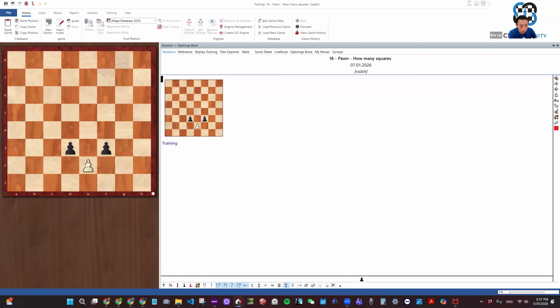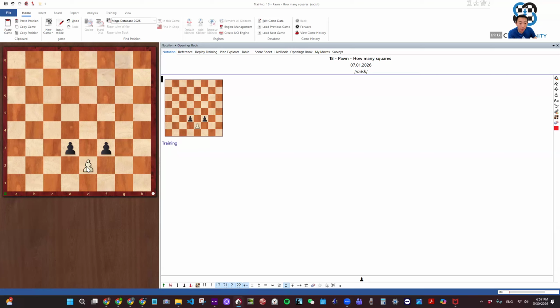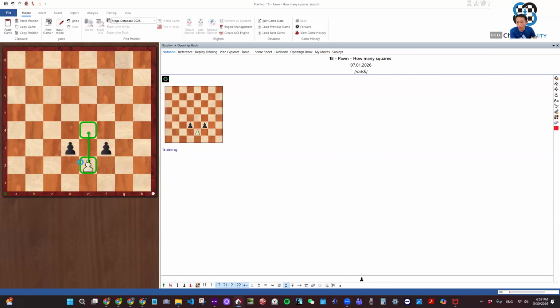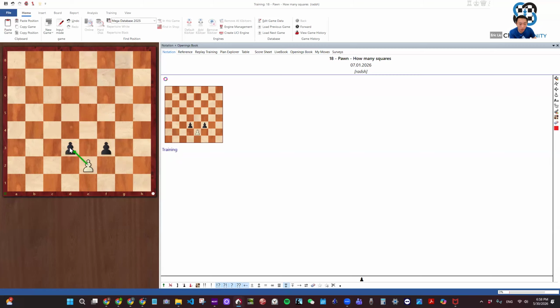First of all, the pawn can move one square up, but it can also move two squares up because it's on its starting square. Or it can capture this pawn by moving one square diagonally forward, or it can capture this pawn by moving one square diagonally forward. So there are four different options for the pawn.